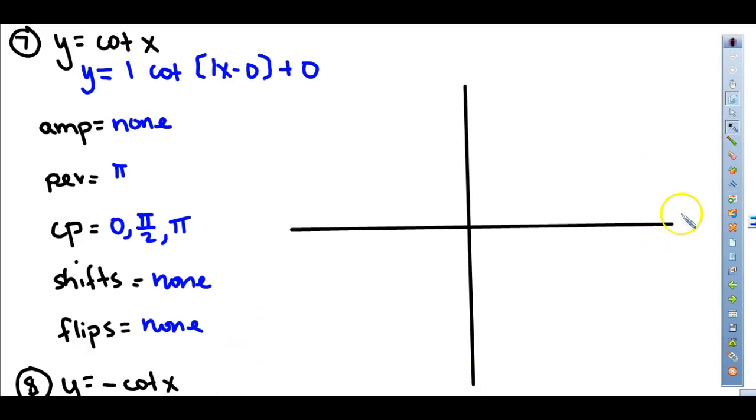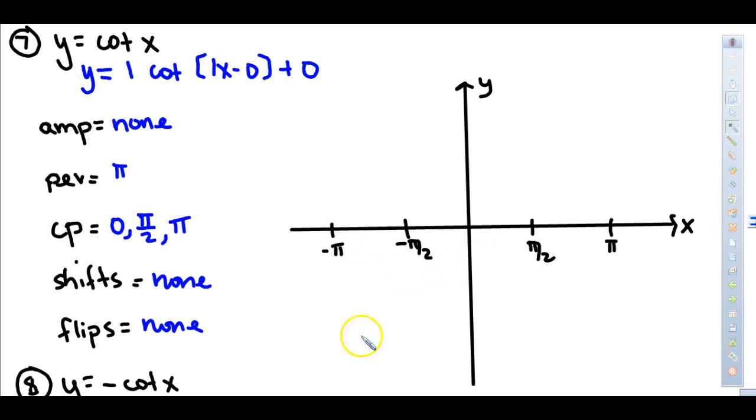Alrighty. So, here's x and here's y. Let's see what's going on here. Pi over 2 and pi, and this is negative pi over 2, and this is negative pi, I mean. Alright. So, cotangent. Start with x is 0. The cotangent of 0 is undefined. That means you have an asymptote right here, where x is 0.